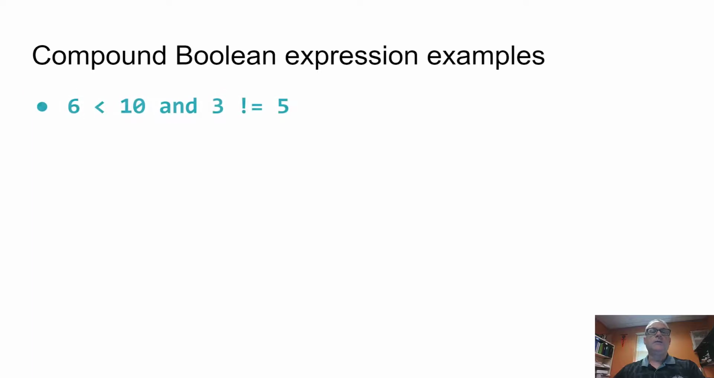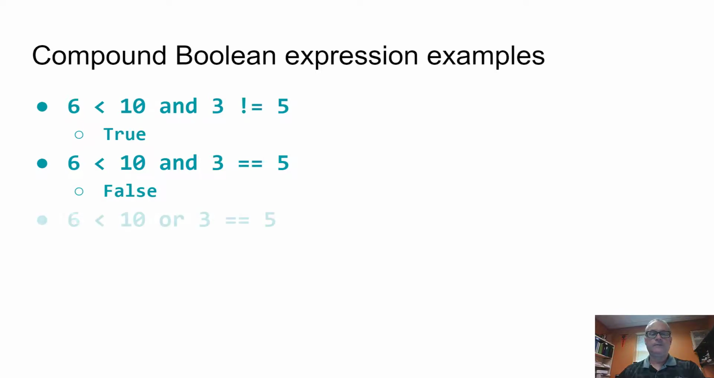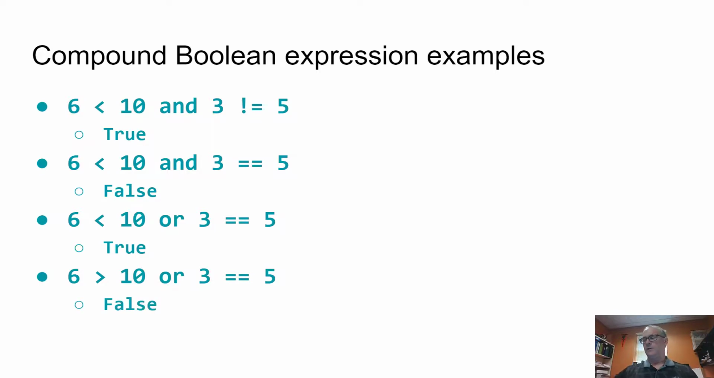Okay, now let's take a look at some of these. 6 is less than 10 and 3 is not equal to 5. What do you think? Well, that one should be true because both of those are true. How about this? 6 is less than 10 and 3 is equal to 5. That's false because 3 is not equal to 5. 6 is less than 10 or 3 is equal to 5. That's true because 6 is less than 10 is true. And 6 is greater than 10 or 3 is equal to 5. That'll be false because both of those are false.